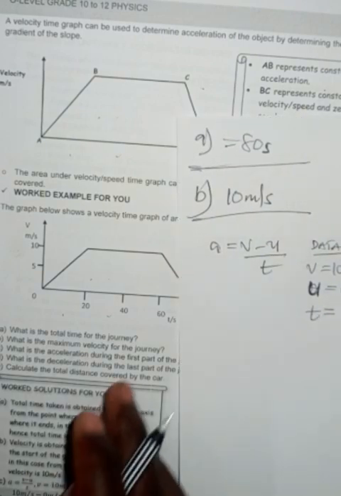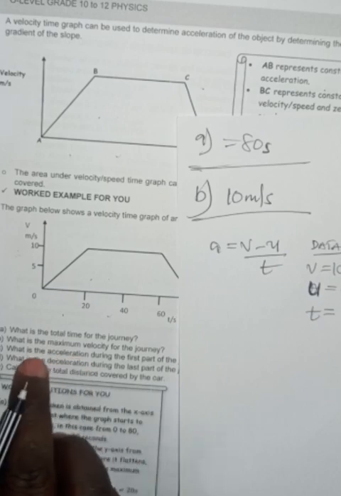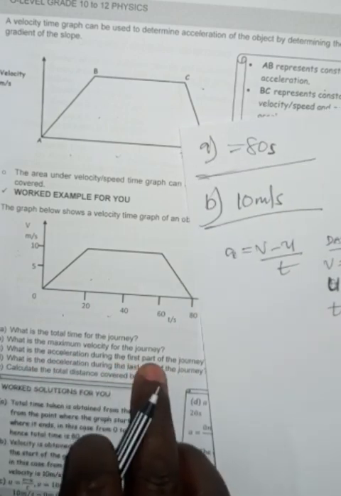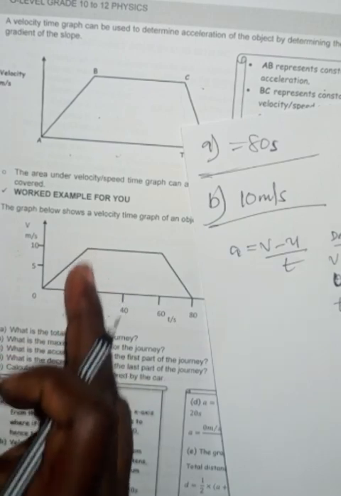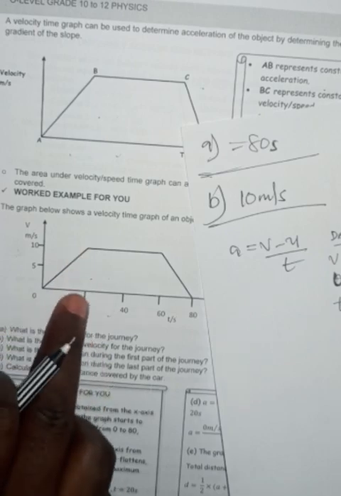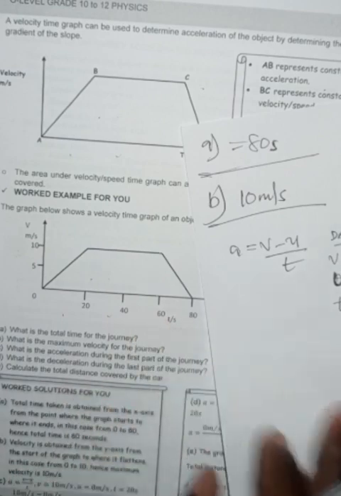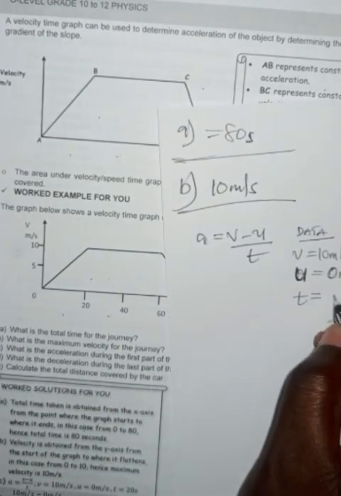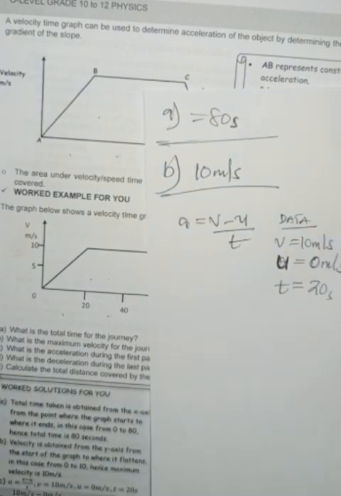And then our time taken. The question is saying that in the first part of the journey, so the first part is this one here, so this is going to be 20. That is our time, because the first is this one here. This is the first, second, third, and so on and so forth. So time is going to be 20 seconds.